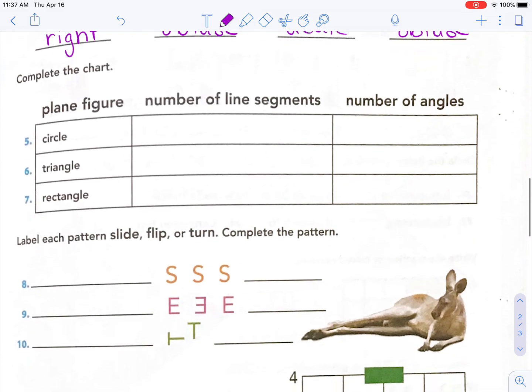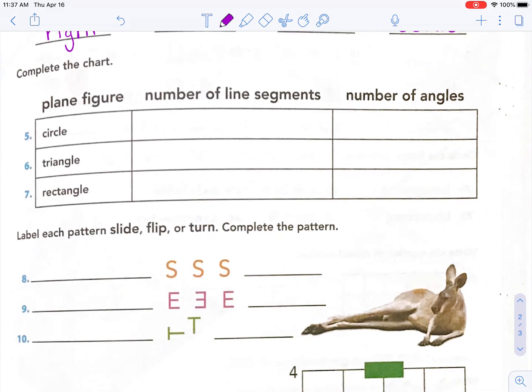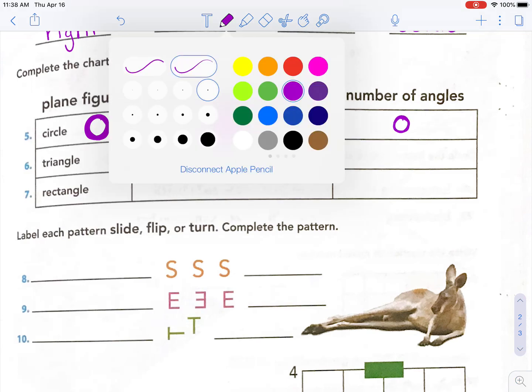This part says, complete the chart. Do you remember line segments and angles? A circle, boys and girls, a circle. How many line segments are in a circle? Here's how you remember. Look, what's the shape of a circle? 0. How many line segments do they have? 0. There's no line segments. It's one giant continuous curve. How many angles do they have? 0. That one should have been the easiest for you.